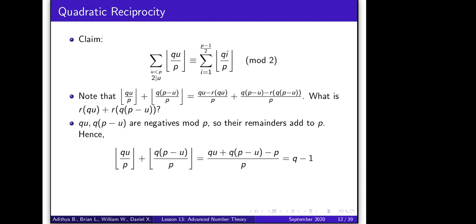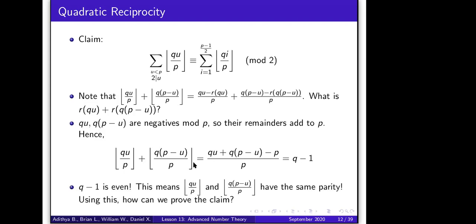So using this, we have that the sum of the floors is equal to QU plus Q times P minus U minus P, which is the sum of the residues, all over P. And simplifying, this is Q minus 1. So since Q minus 1 is even, this means that the floor of QU over P and the floor of Q times P minus U over P have the same parity. So can anybody see how this would prove our claim?